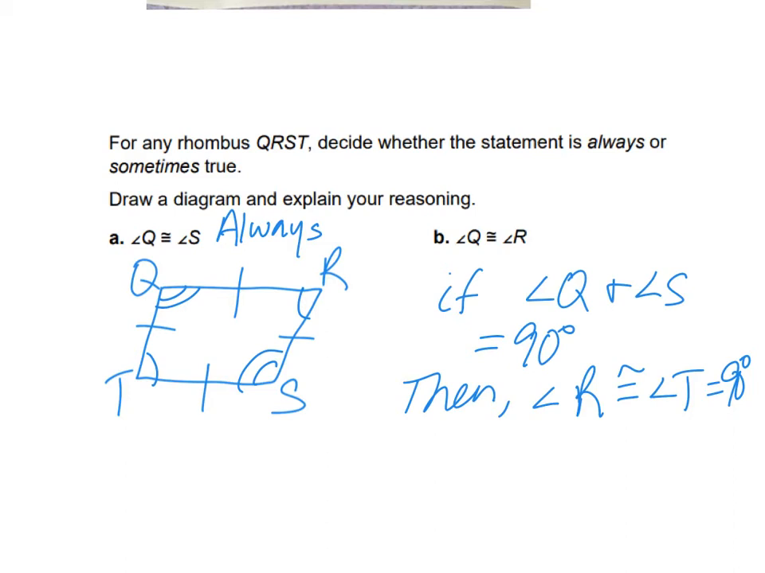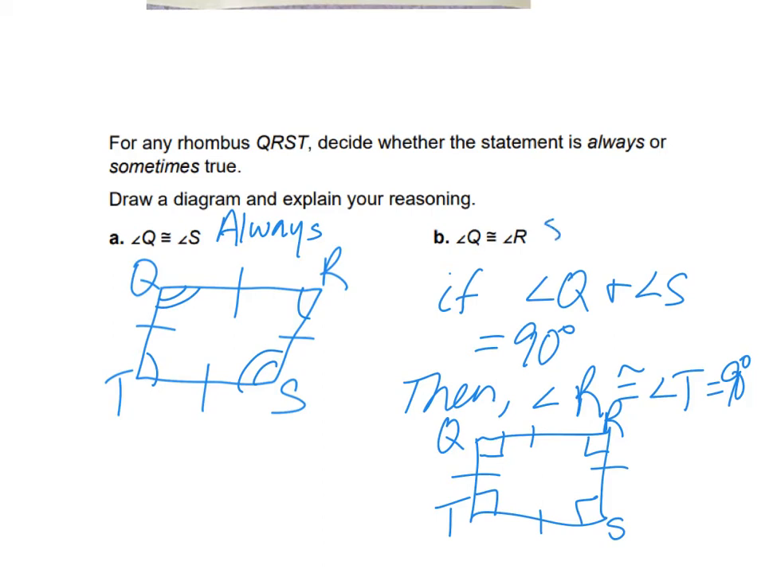And so what you're going to find, if that is the case, is you actually get a square. So a square is a rhombus, but a rhombus isn't always a square unless it does have 90-degree angles. So this would be a sometimes.